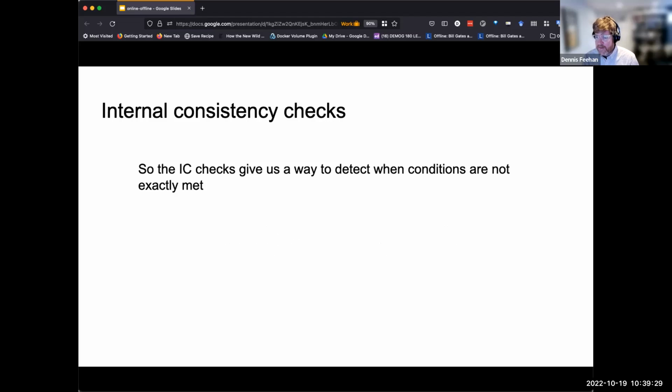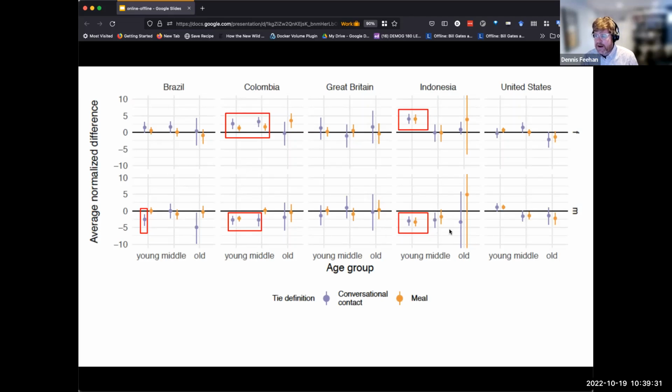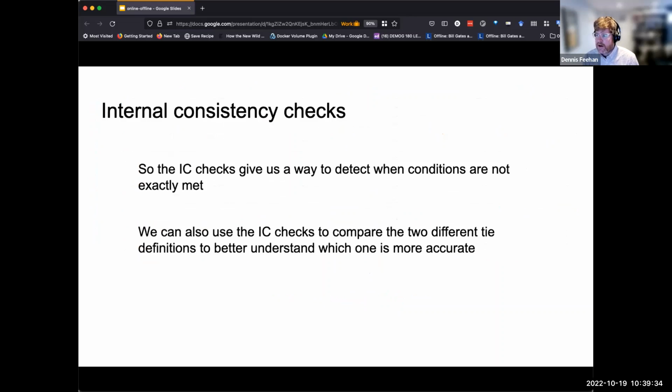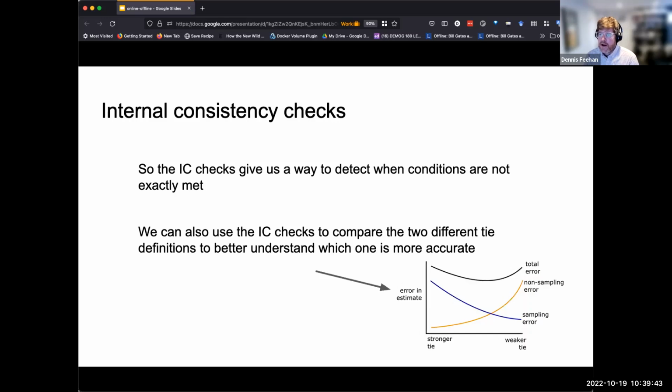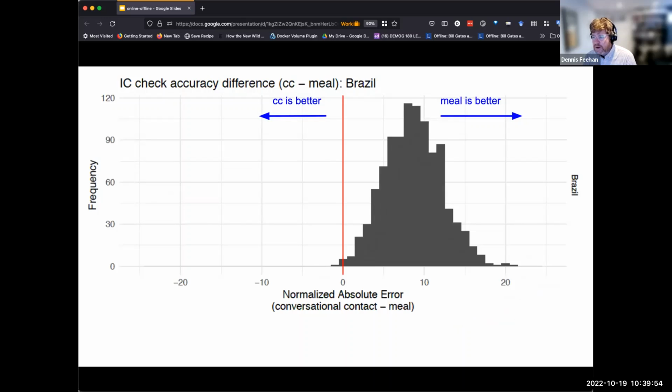Well, I can aggregate these internal consistency checks by tie and use that as a criterion for comparing whether reports about one tie appear to be more internally consistent than reports about another tie. And that suggests that the tie that's more internally consistent produces more accurate estimates, and that's helpful for gradually building up over time a picture of what the relationship between tie strength and the accuracy of estimates is. So this panel shows an example of aggregating the internal consistency checks up for Brazil.